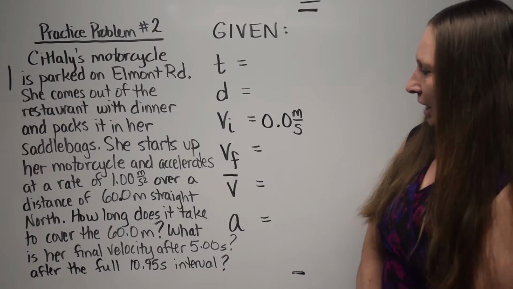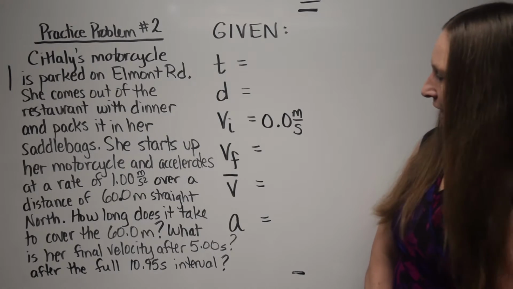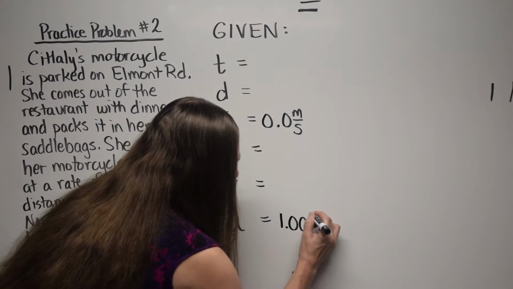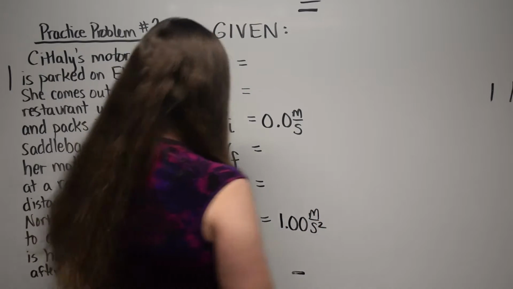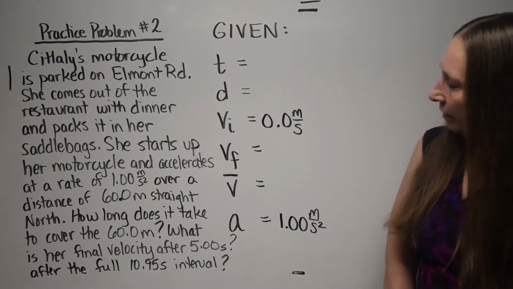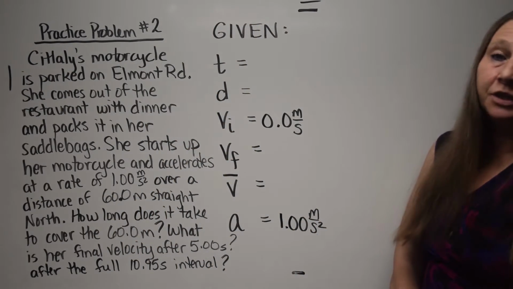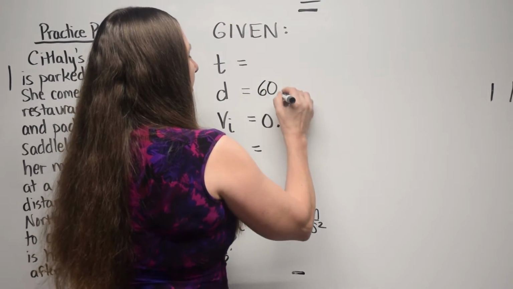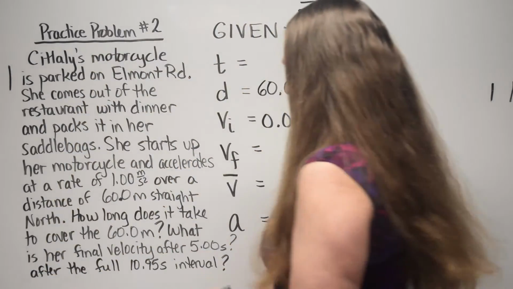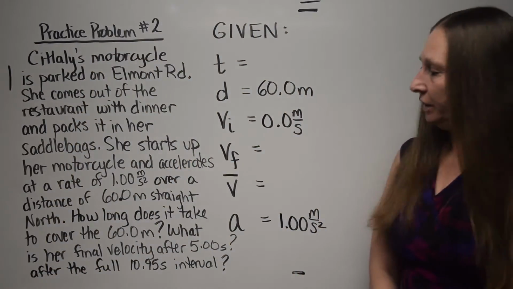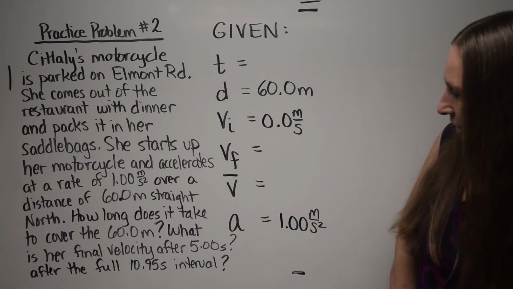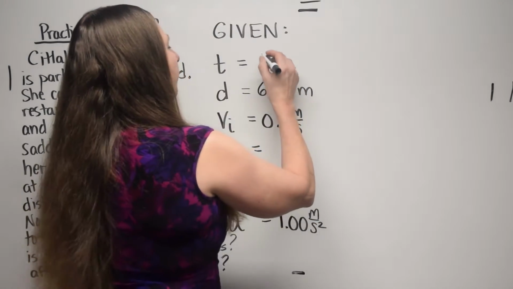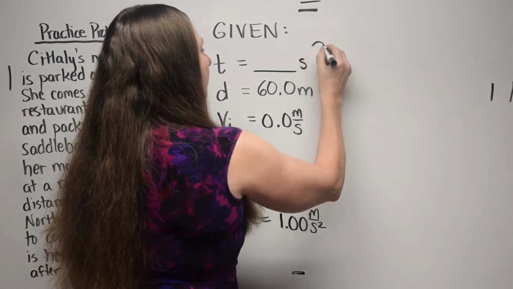She starts up her motorcycle and accelerates at a rate of 1 meter per second squared. So the acceleration is 1.00 meters per second squared, over a distance of 60 meters. So the distance is 60.0 meters. Straight north, so everything is positive. How long does it take to cover the 60 meters? How long, we want to know the time, to cover the 60 meters.